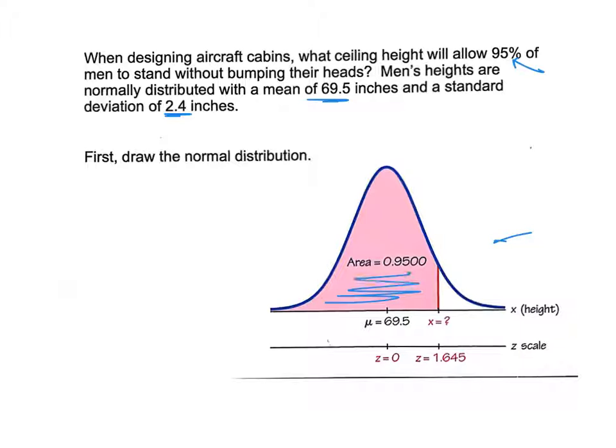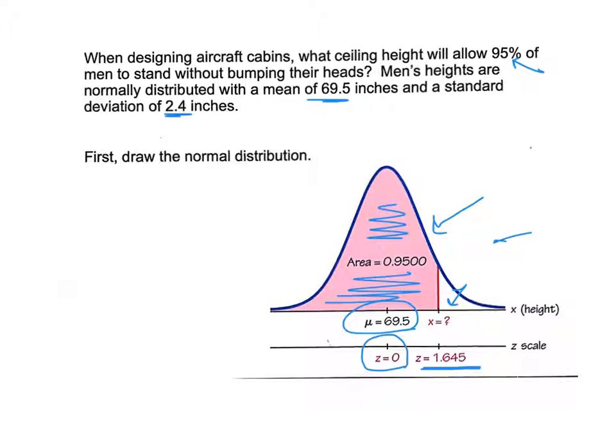So I drew the picture first, and there's my area. I want 95% in here of men. So the mean is 69.5. The X, I don't know. That's what I'm trying to find out. So what I did is I standardized it with Z at 0. And I had to look up what it is. I looked this up in my inverse norm or on technology, and it told me the Z-score was 1.645.